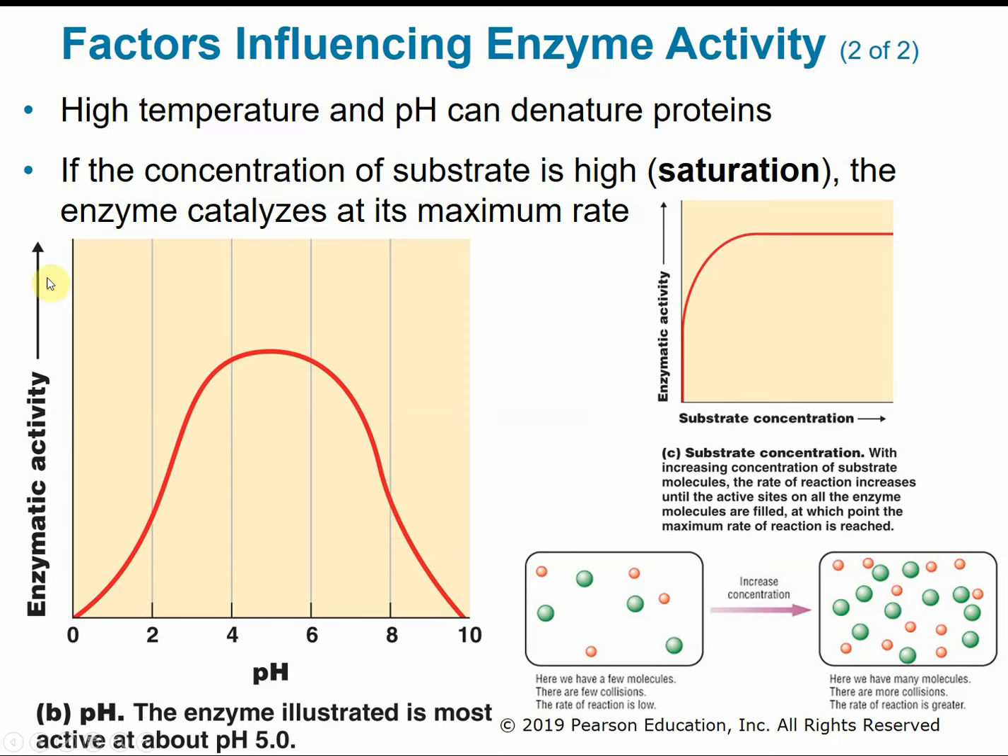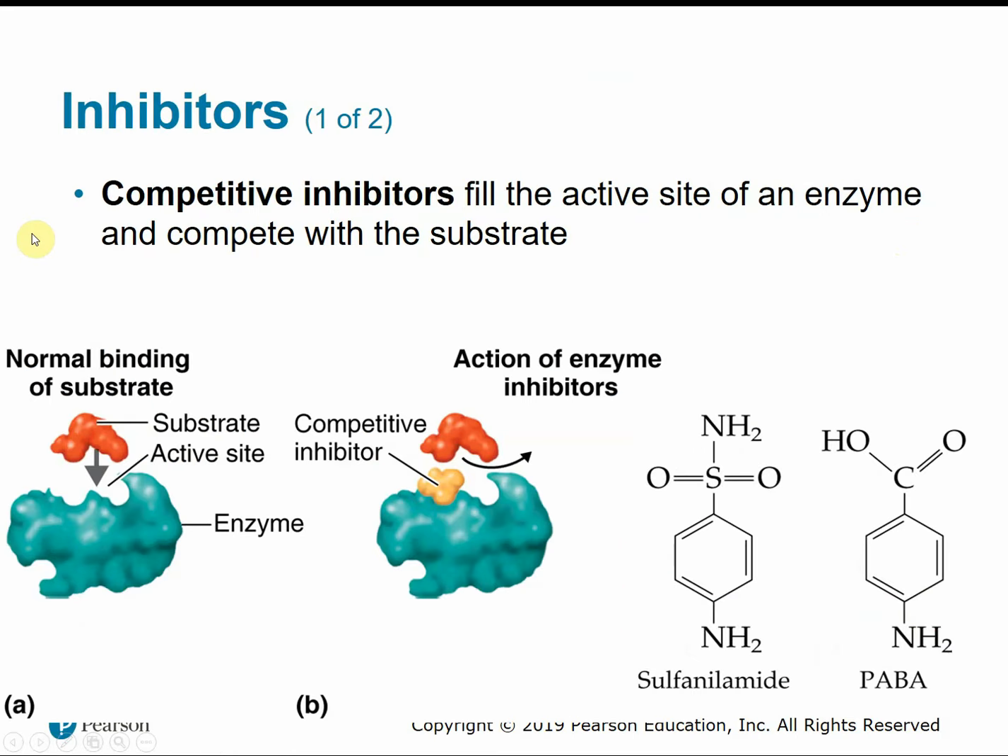So either it's too acidic or it's too basic. If the concentration of the substrate is high enough, the enzyme can catalyze at its maximum rate. Right? At this point, all of the available enzymes are saturated, or filled with substrate. So we can't increase our enzyme activity anymore unless we make more enzymes. Inhibitors are things that can inhibit the function of an enzyme.